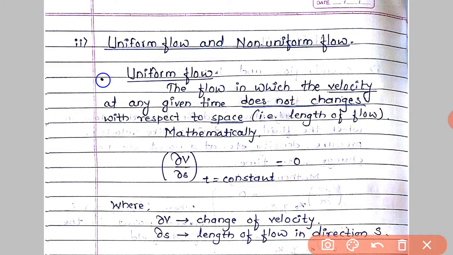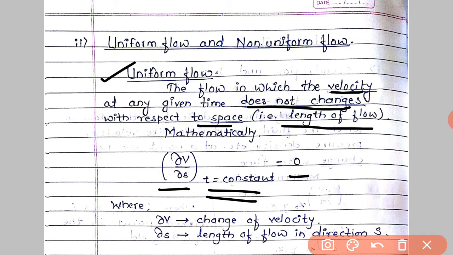So in uniform flow, the velocity at a given time does not change with respect to space or length of flow. So in uniform flow, velocity will remain constant at different points, or with respect to space or length the velocity will not change, that is, velocity is constant. So the derivative of a constant is 0. So ∂v/∂s at t equal to constant will be 0, where ∂v will be the change in velocity and ∂s will be the length of the flow in the direction s. So this is uniform flow.